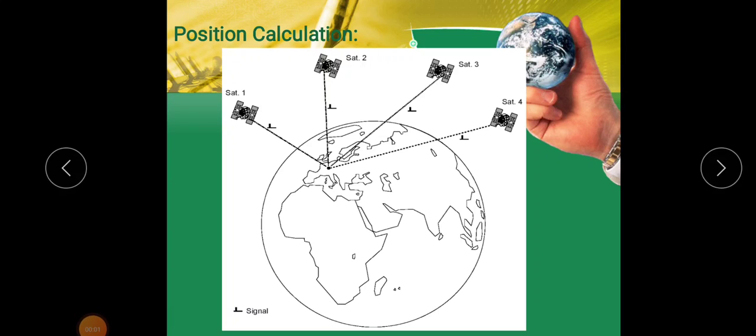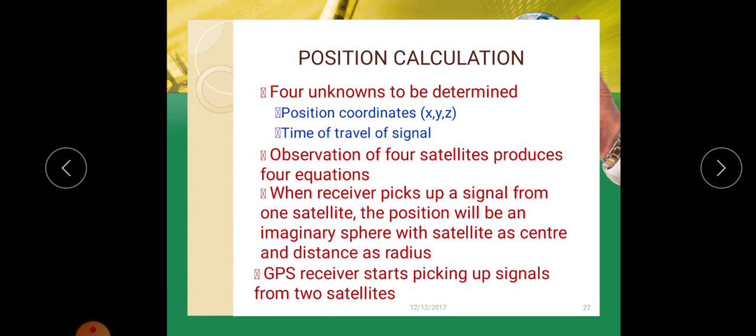So the next principle of GPS is position calculation. If there are 4 satellites, we can exactly locate the position of any point on Earth's surface. Okay, so we can discuss it. There are 4 unknowns to be determined: the position coordinates x, y, z and the time of travel of the signal.